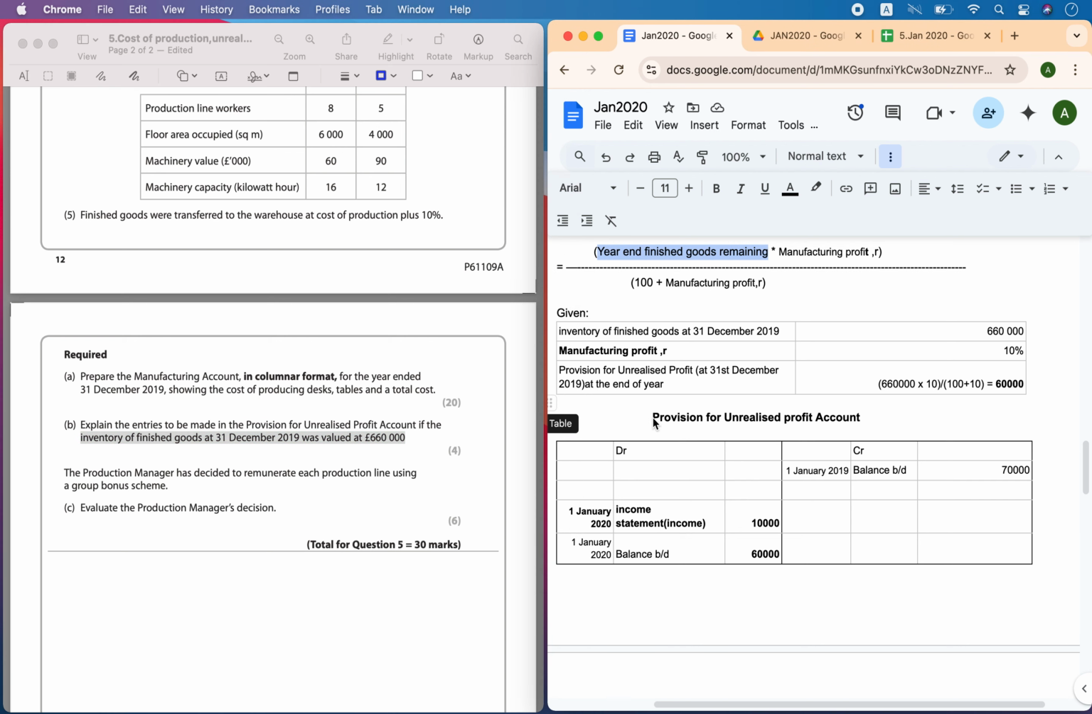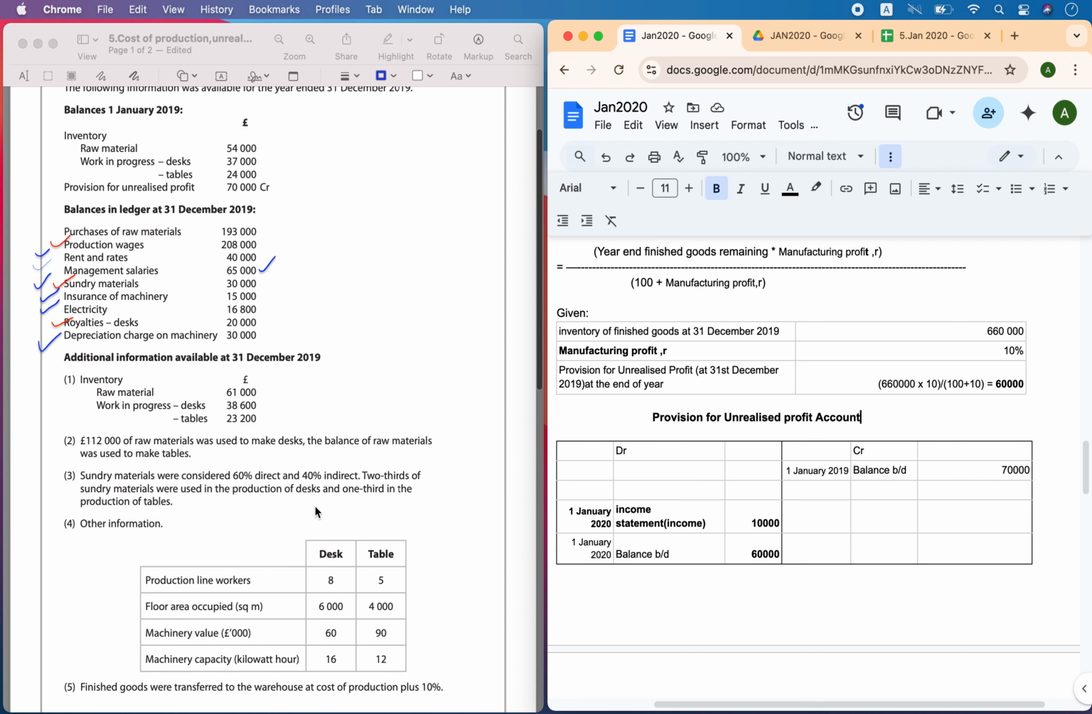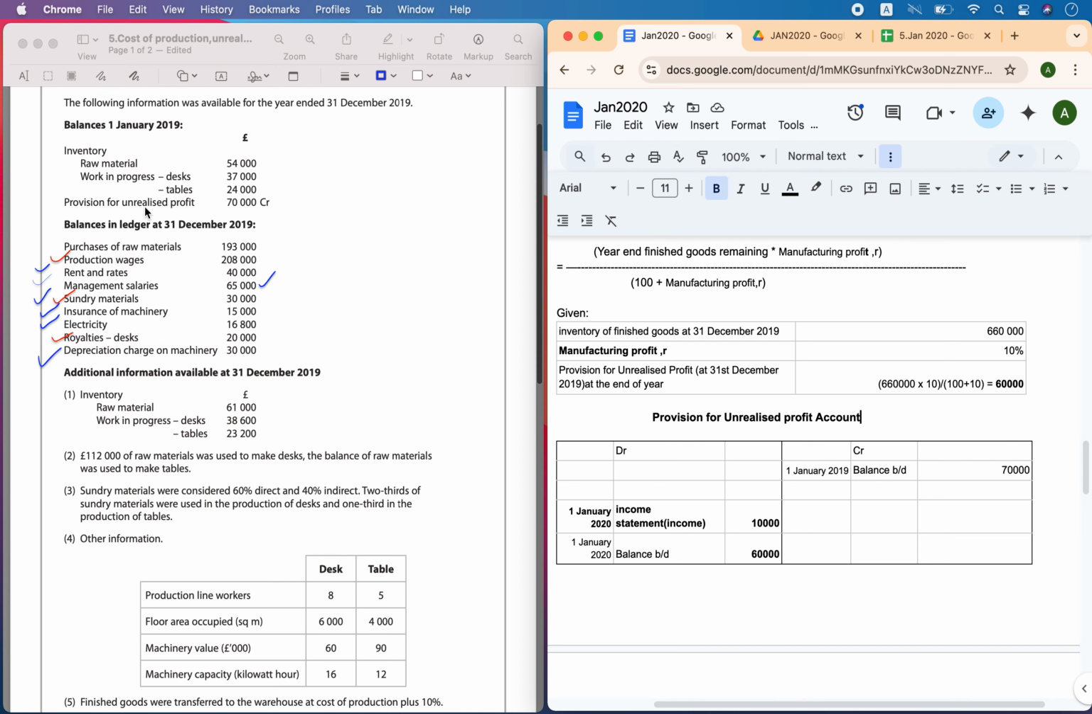Now let's put it in the account, and we'll see how much has to be transferred to the income statement. So this is the provision for unrealized profit account, and it is like a liability account. So it starts with a credit. Your balance b/d is equal to 70,000. So at the beginning of the year, the provision for unrealized profit is given as 70,000 on the credit side.